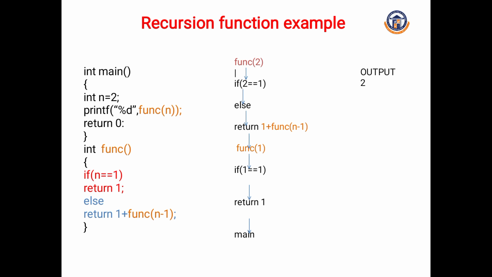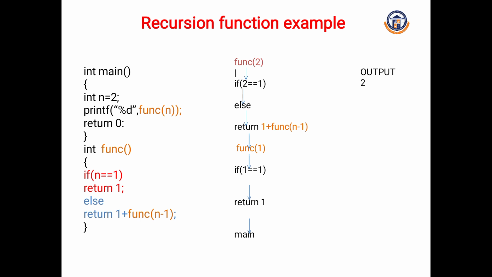Inside the subfunction, if n is equal to 1, it will return the value 1. Here the value of n is 2, so the if statement failed. It goes to the else statement. Return 1 plus func of n minus 1. The value of n is 2, so 2 minus 1 is 1.